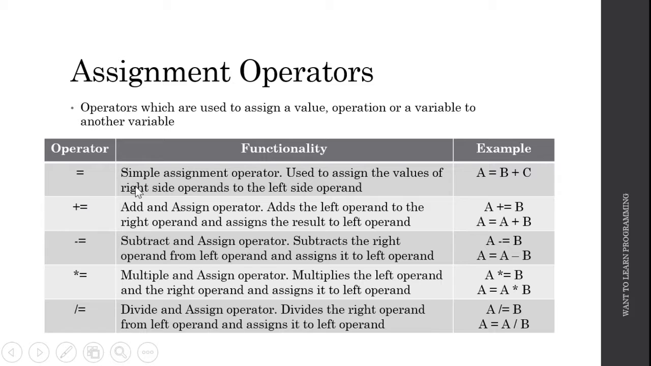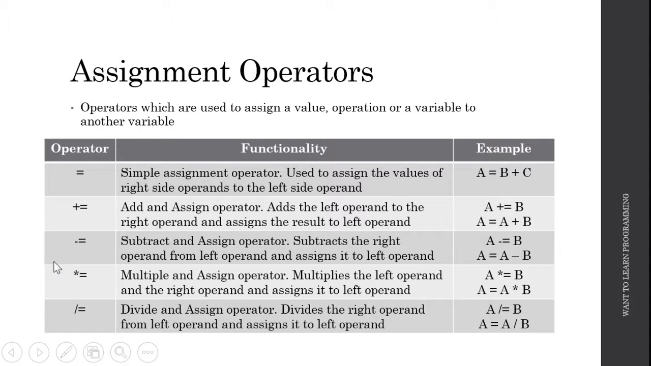This equal to is a simple assignment operator which we commonly and frequently use in our day-to-day life. This is the add and assign operator. It adds the left operand to the right operand and assigns the result to the left operand. That is, if you write a plus equal to b, then the answer will be a is equal to a plus b.